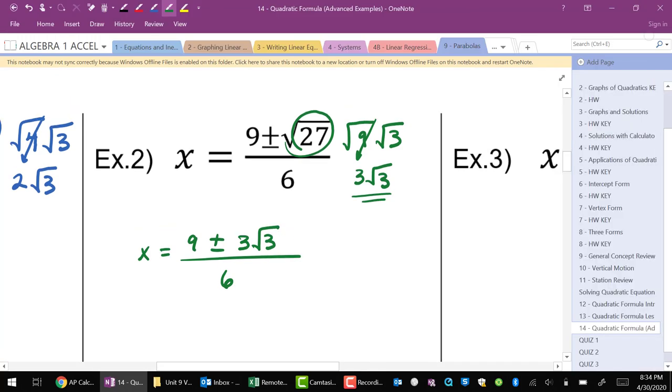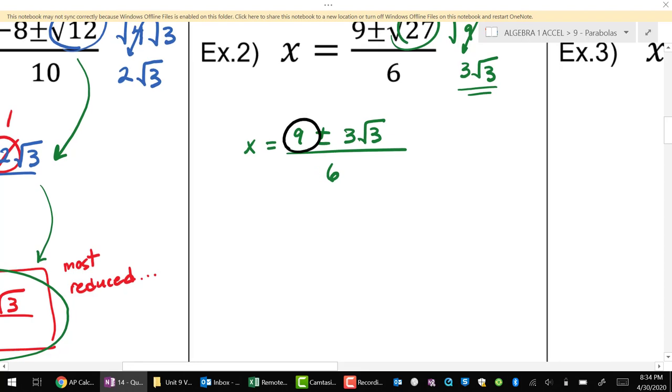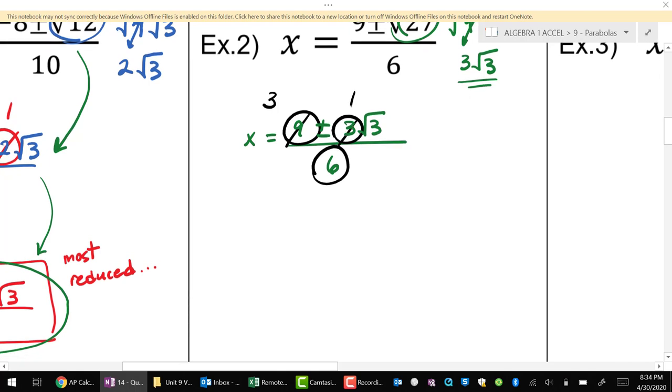Once again, think about using Mickey Mouse reduce. Here's Mickey Mouse. Is there a number that will go into 9, 3, and 6 evenly? And my hope is that you would figure out that the number 3 would work in this case here. 3 goes into 9 3 times. 3 goes into 3 once. And 3 goes into 6 twice.